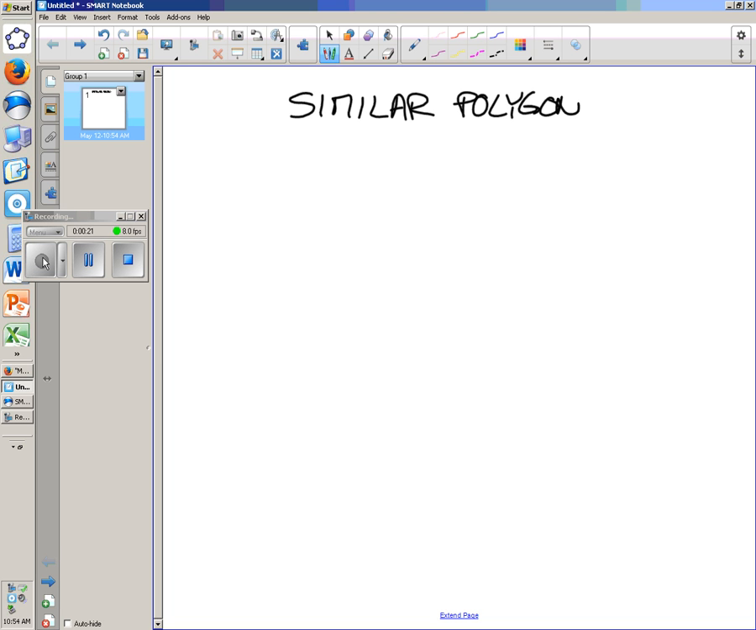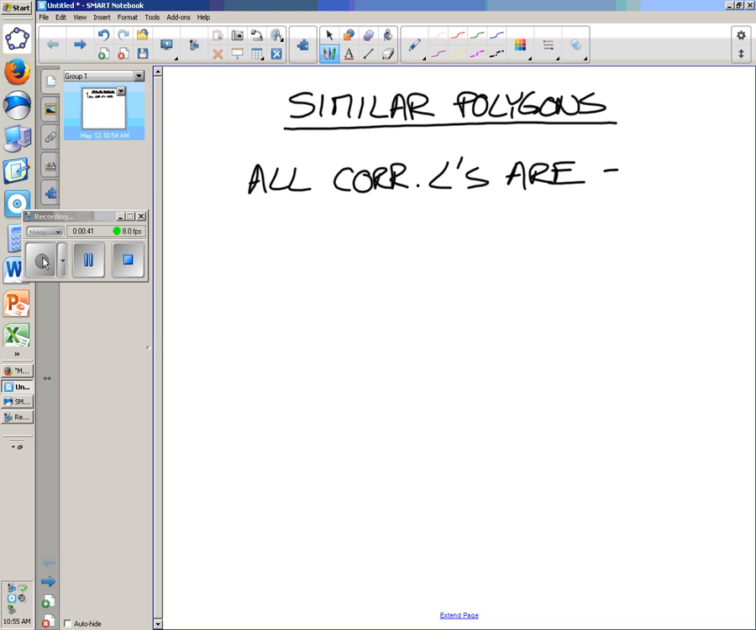Similar polygons. They're not congruent. They don't necessarily have the same size. They can be the same size, but they don't have to be. But they do have the same shape. Now what this means: all corresponding angles are congruent, and all corresponding sides are proportional.